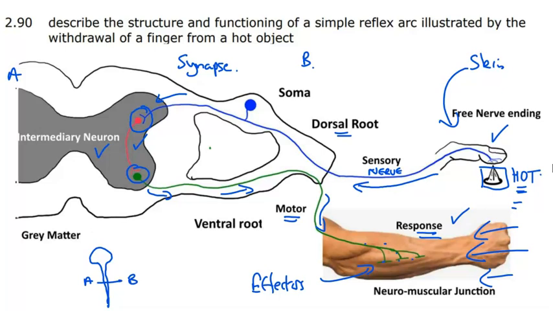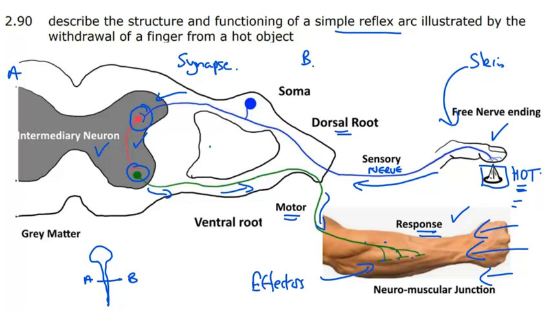In this way, we have a high-speed, automatic way of protecting ourselves from dangerous articles, changes in the environment. The simple reflex arc.